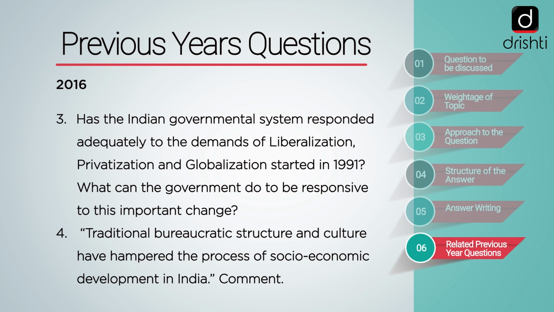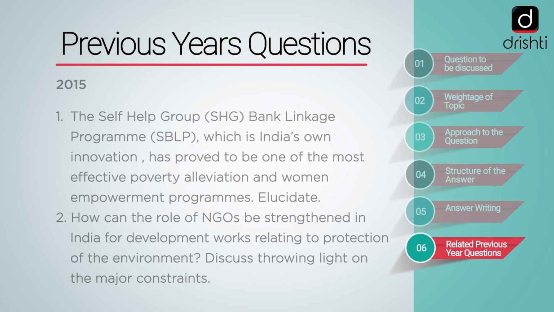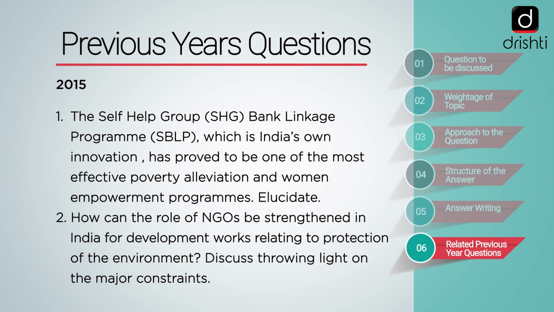Has the Indian governmental system responded adequately to the demands of liberalization, privatization, and globalization that started in 1991? What can the government do to be responsive to this important change? Traditional bureaucratic structure and culture have hampered the process of socio-economic development in India. Comment. In 2015, the following questions were asked.